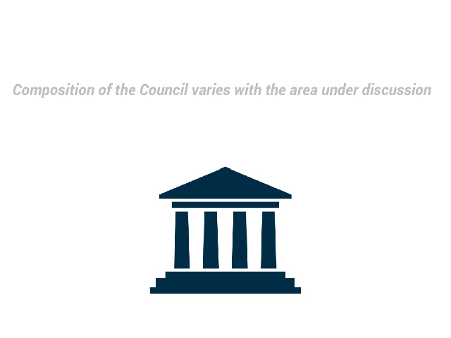The actual composition of the Council varies with the area under discussion. For example, if the matter being dealt with involves the environment, then the Council will be made up of environmental ministers from each of the member states. If the matter involves finance, then the member state finance ministers will attend, and the Finance Council is called ECOFIN.